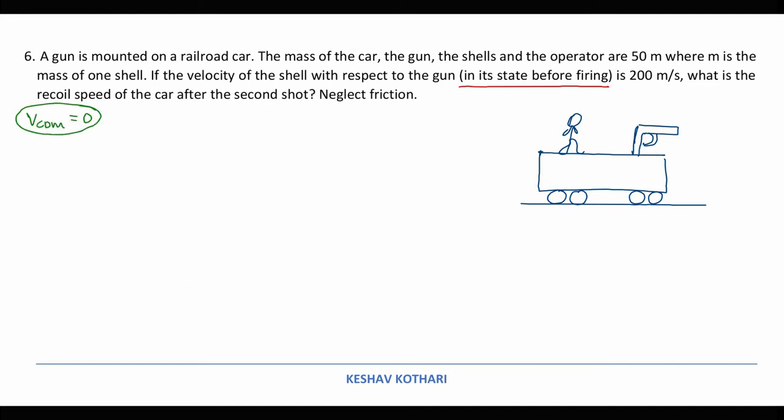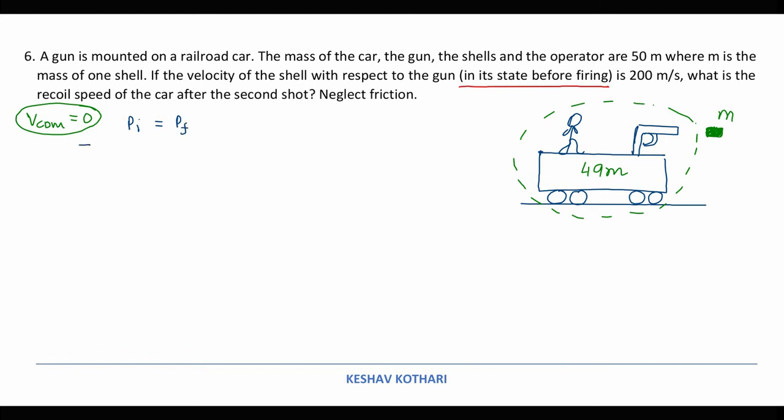That is, the entire system is in a state of rest. Now one bullet or one shell is fired, having a mass m. So the mass of this remaining system is going to be 49 m, and the total mass is equal to 50 m. If I apply momentum conservation over here, I can say that initial momentum is equal to final momentum.